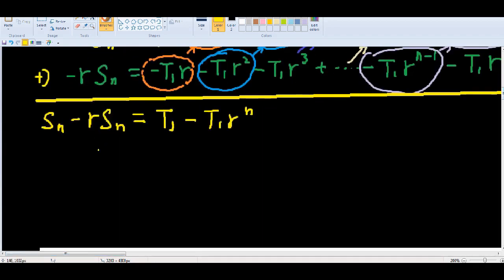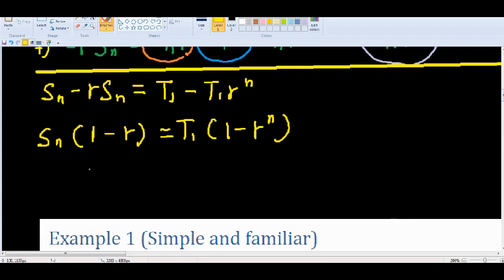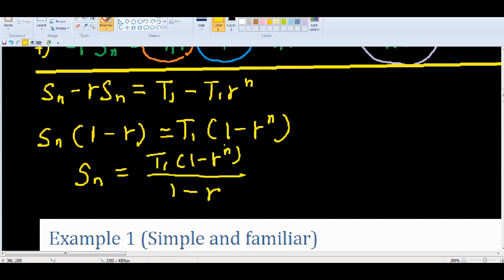And then, for the left-hand side, we could take out that Sn as a common factor and it becomes 1 minus R. For the right-hand side, you take out that T1, it becomes 1 minus R to the power n. And you can divide that 1 minus R to the right-hand side. And that's what you get. Alright?